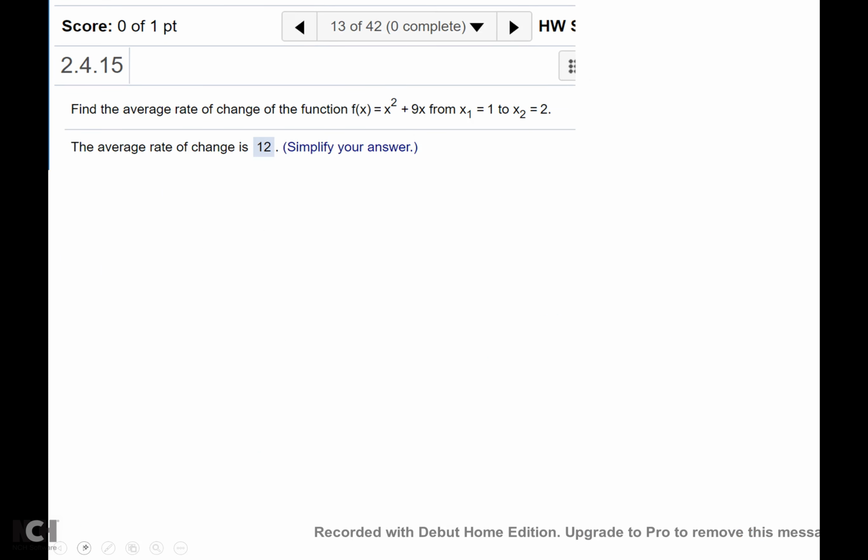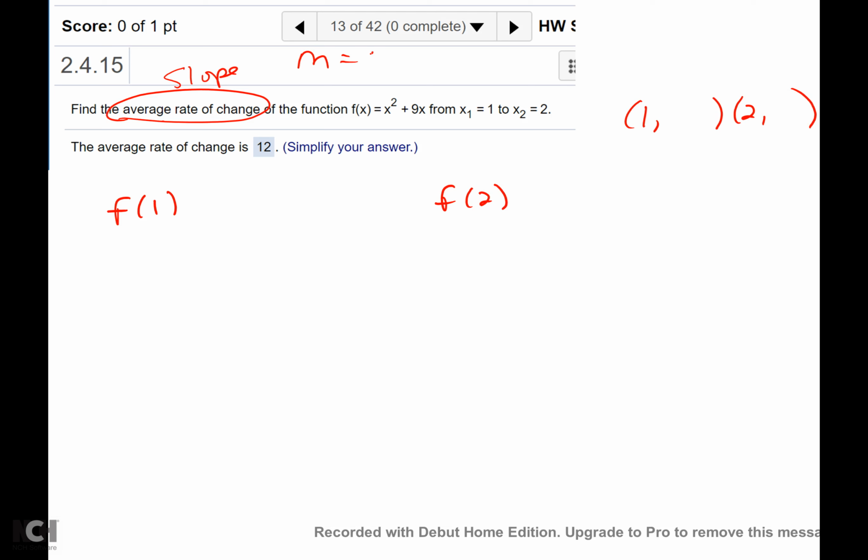All right, so it says, find the average rate of change of the function f of x equals x squared plus 9x from x sub 1 equal 1 to x sub 2 equals 2. So what they're telling me is to find f of 1 and to find f of 2, and then that will give me two ordered pairs that I can make an average rate of change, which, remember, is a fancy word for slope, which is y2 minus y1 over x2 minus x1.